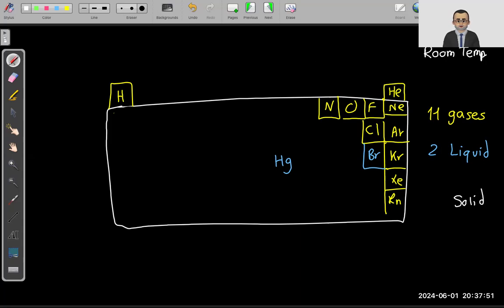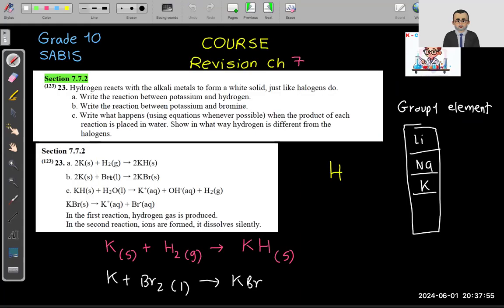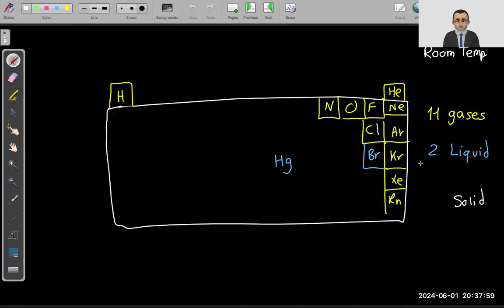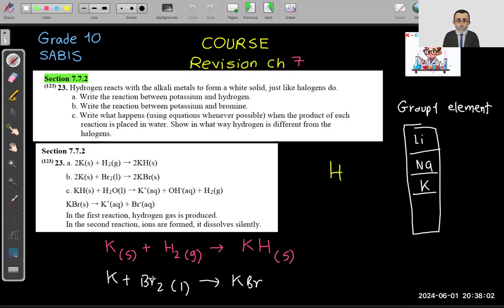So if he asked me this one, I should know that it is liquid by myself. How did I know that it is liquid? From here. So liquids: bromine and mercury. So if I put the physical state, this must be liquid according to my knowledge. Again, the formed compound will be solid.